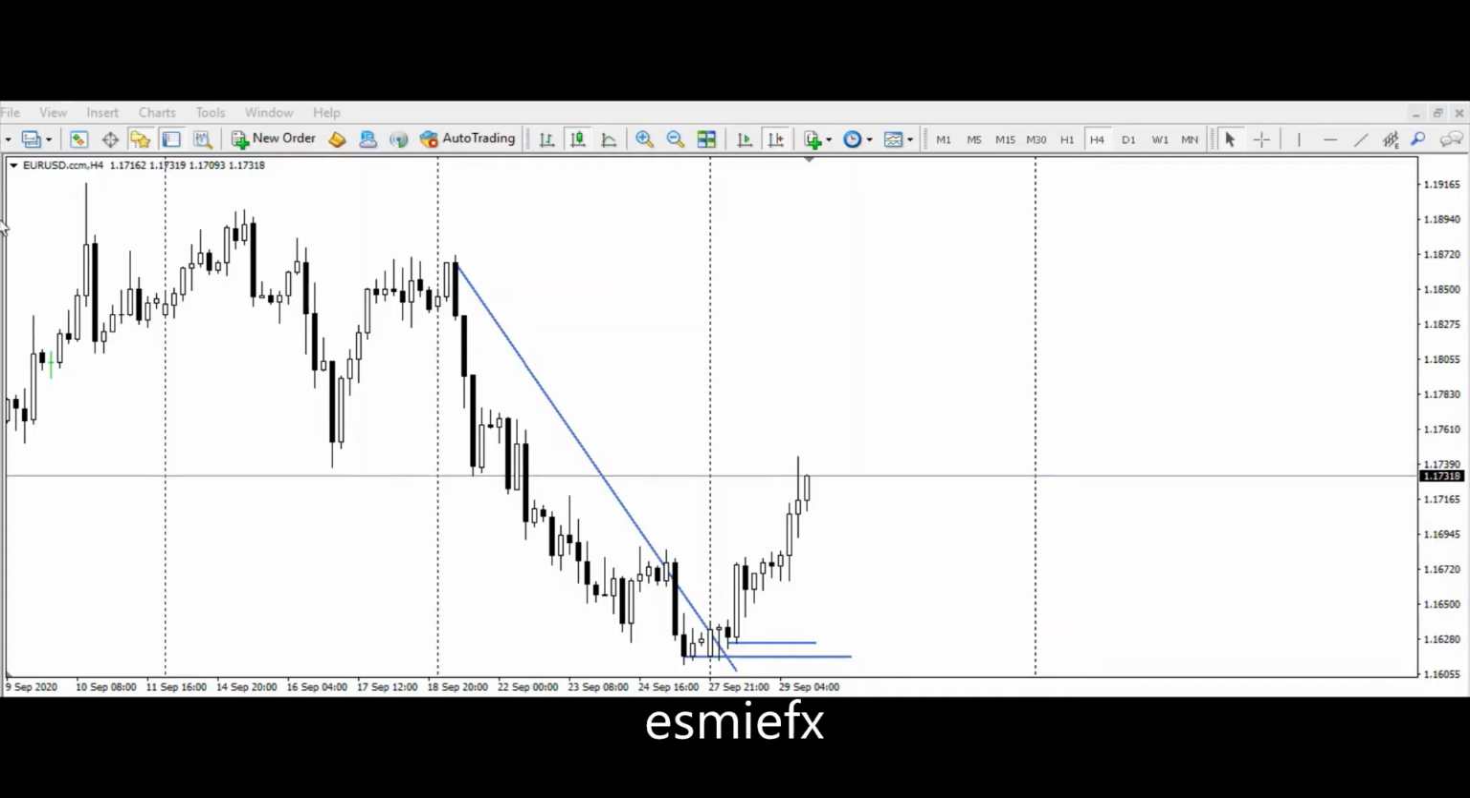Hi, this is Euro USD. Yesterday the price broke the trend line and retraced going into Asia. So I'll draw my support here.